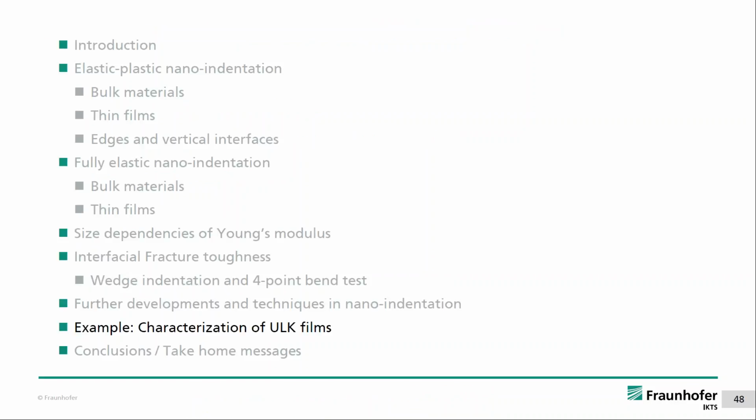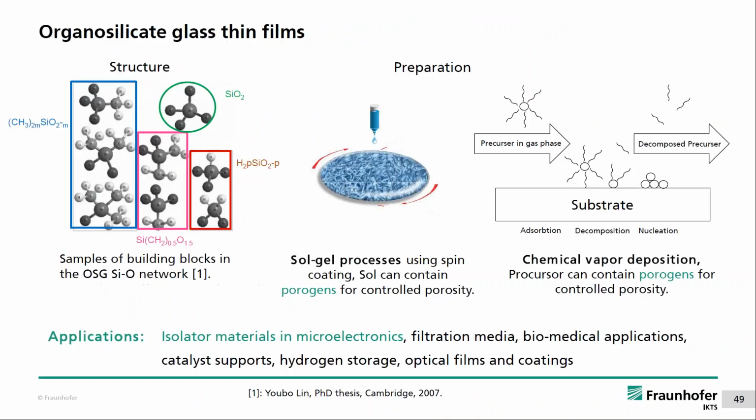Before I conclude, I want to give you one example of how we use nano-indentation, and this is a characterization of ultra-low K films. I will say what ultra-low K films are. Ultra-low K films are mainly these days organosilicate glass films, so complex materials. So it's glasses with organic content and porosity. We have a glass, an organic material, and porosity in one film.